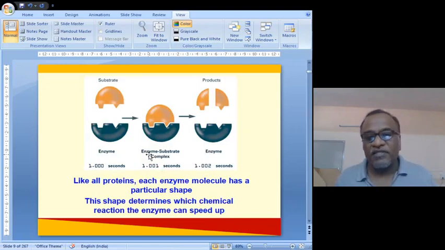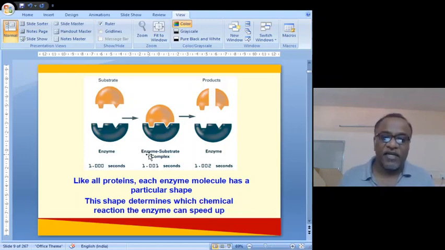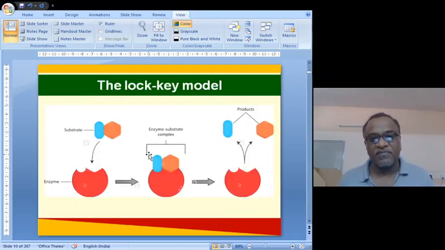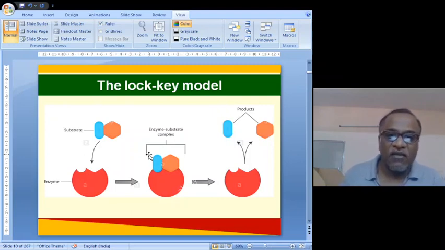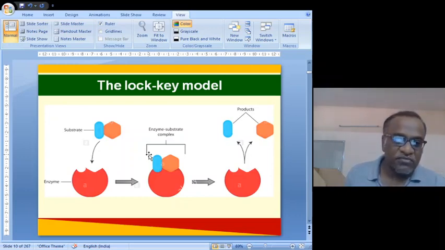Like all proteins, each enzyme molecule has a particular shape, and this particular shape determines which chemical reaction the enzyme can speed up. We have two models to explain the enzyme substrate complex formation. Number one is the lock and key model. Here the enzyme molecule binds to the complementary shape of the substrate. Exactly the complementary shape of the substrate is bound to the enzyme molecule.